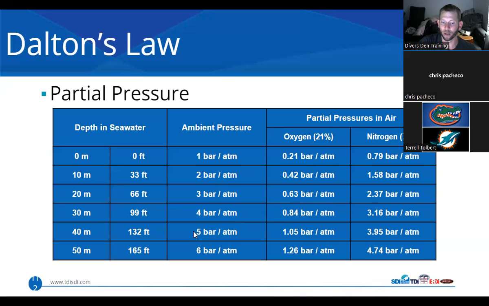And you just multiply it by the number of atmospheres, right? And 0.79 times 2, 0.79 times 3, 0.79 times 4, and so on and so forth. When I do this, I just do 0.20 and 0.80 because it makes the math easier. But this is just showing you that you multiply it by the number of atmospheres, and that's going to give you the partial pressure of the gas. Pretty simple. Any questions on that?